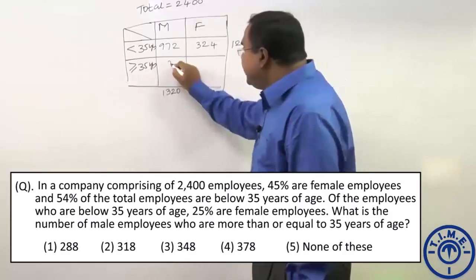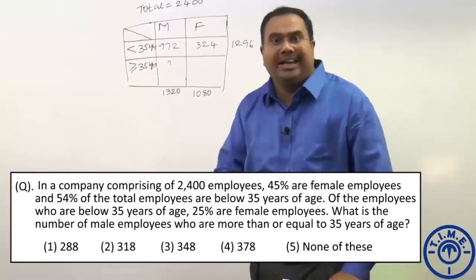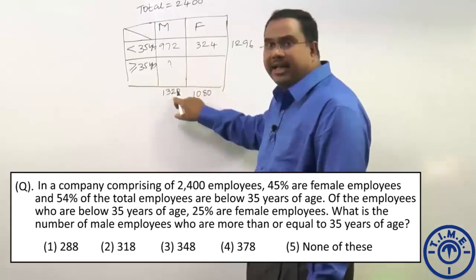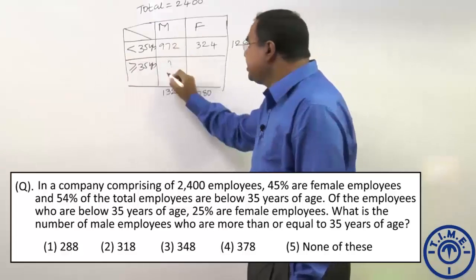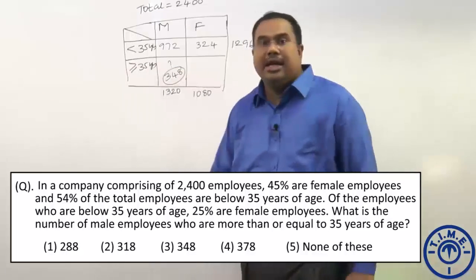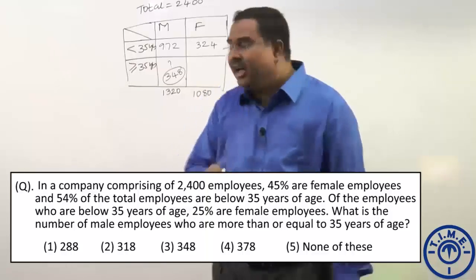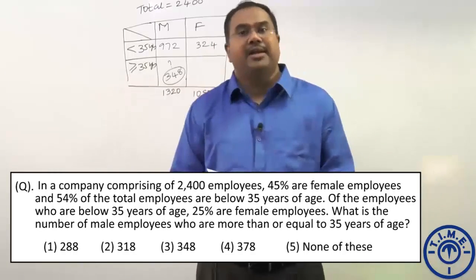We need to find out this value. How many male employees are there who are greater than or equal to 35 years? Total male employees 1320 minus those having less than 35 years, which is 972, and on subtraction we get 348. If we represent it in tabular form, the confusion will be less and we can find out all the values and get the required answer.